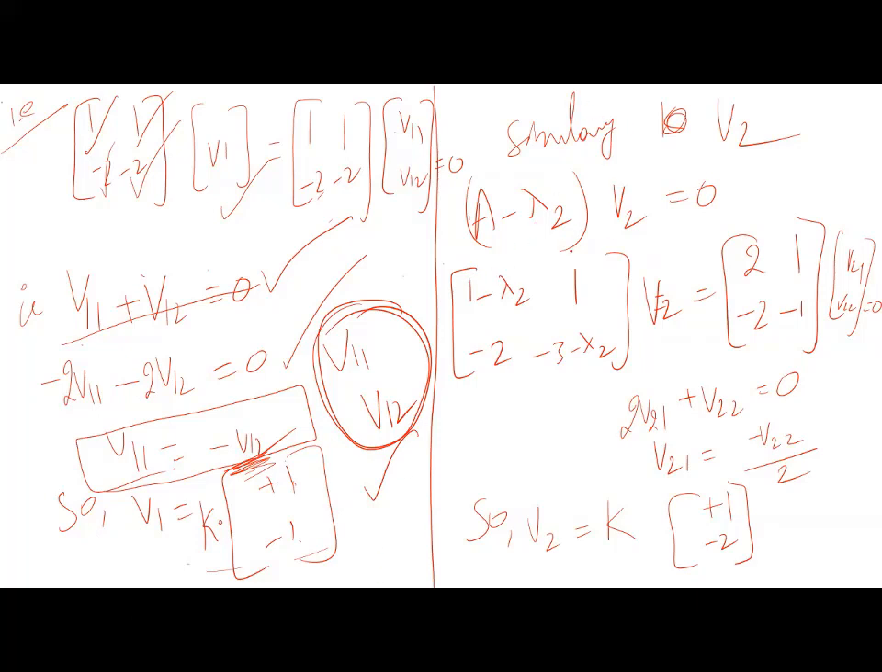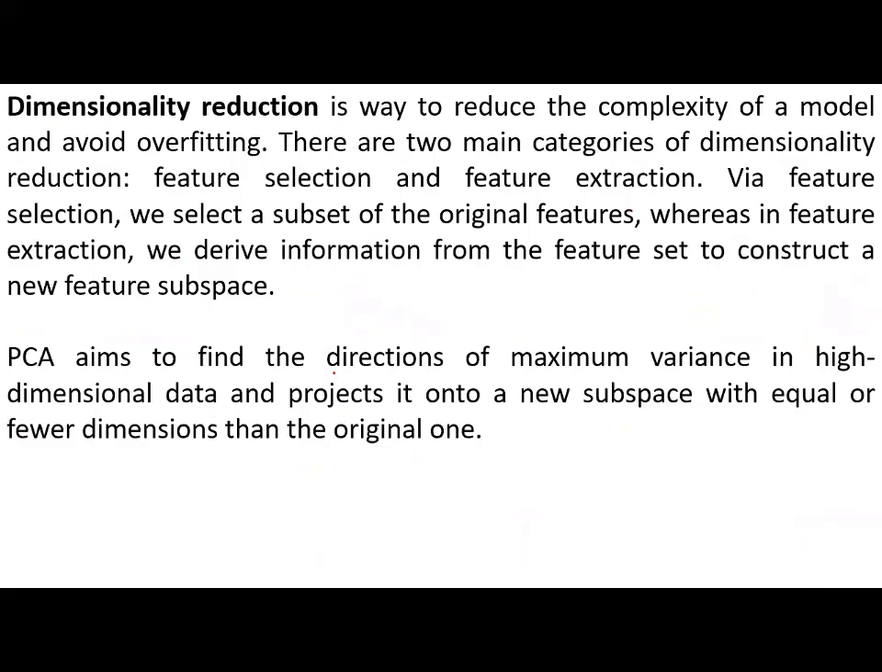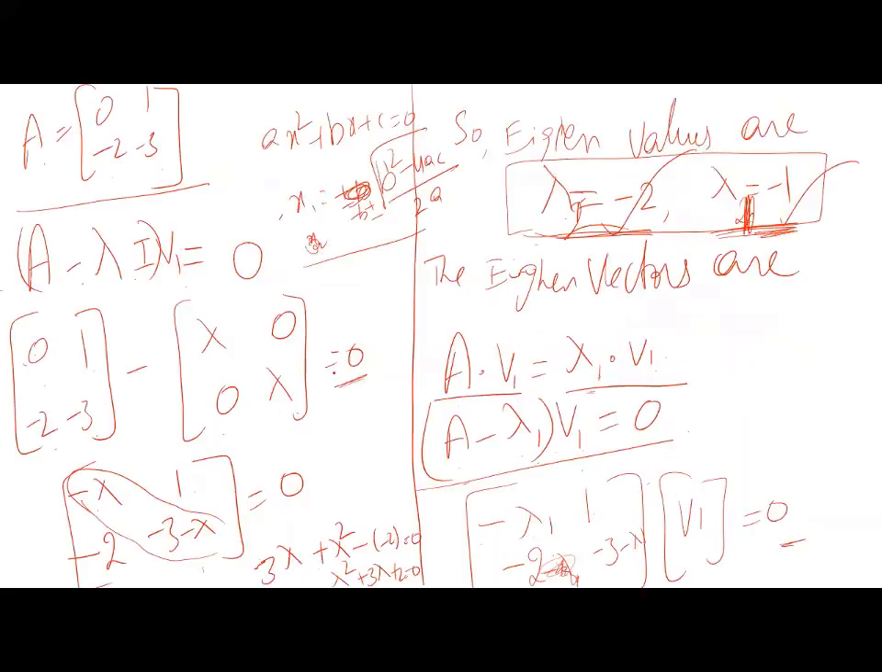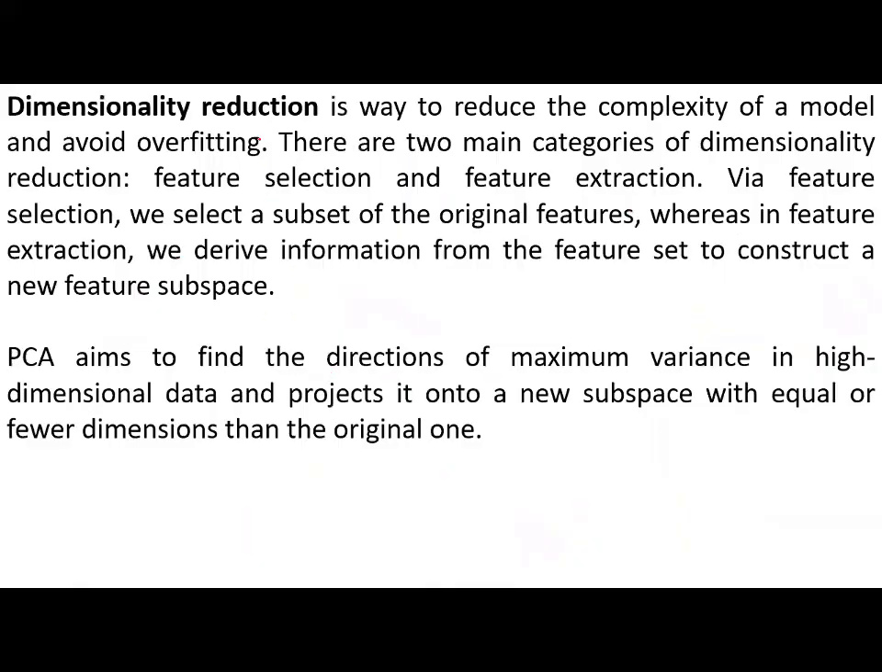Similarly, we can easily find v2 also, (A minus lambda 2) into v2 equal to 0. Similarly, v2 is equal to k into plus 1 minus 2. These are called eigenvectors. So these are all eigenvalues, my dear friends, right? Let us go back to our dimensionality reduction.